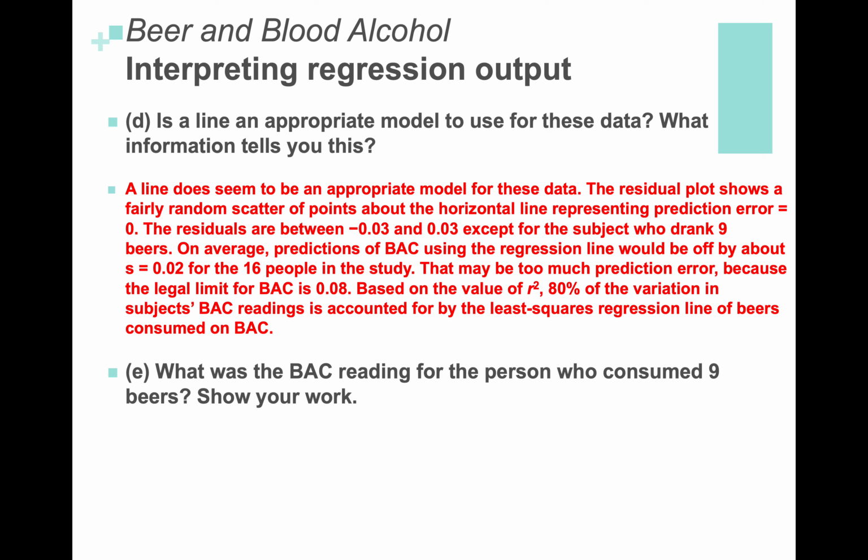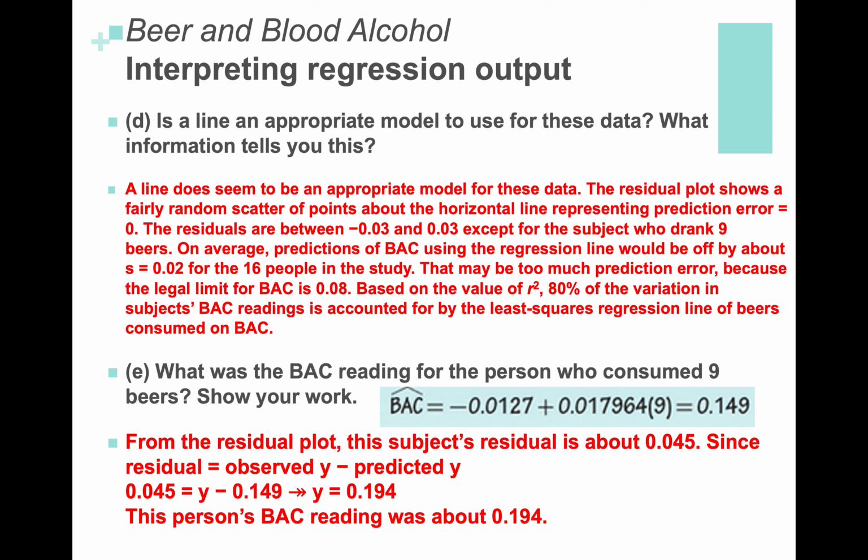And then E, what was the blood alcohol content reading for the person who consumed 9 beers? Show your work. So based on the linear regression, the line we were given, we just plug in 9 for X because X is the number of beers consumed, and we get an extremely high blood alcohol content of 0.149. That's nearly double the legal limit. That is way too much.